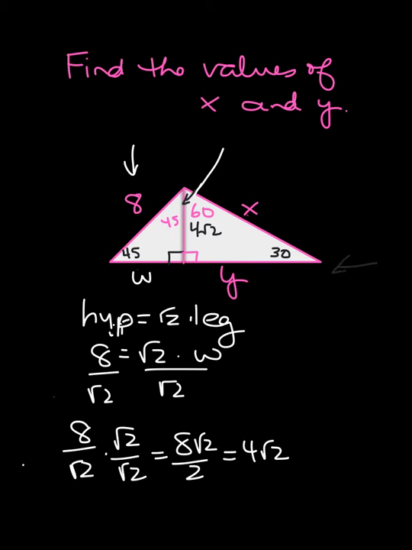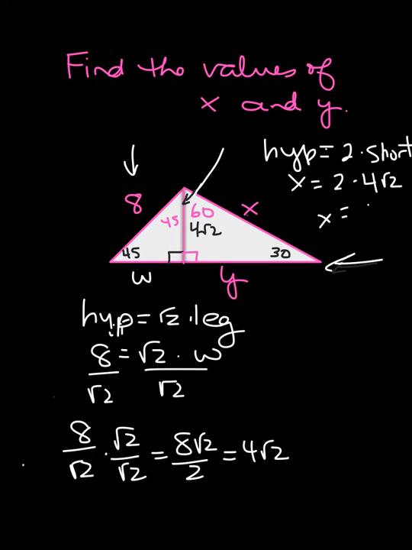Now, if I look at that and I look at my triangle on the right-hand side, that becomes my short leg. So that's definitely going to be important. That's my short leg right here. Using my values and my formulas, I know that my hypotenuse is going to equal 2 times my short leg. My hypotenuse in this case is x, so 2 times 4 root 2. So x is going to have a value of 8 root 2.